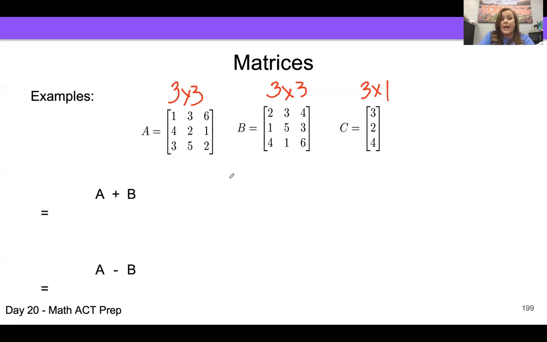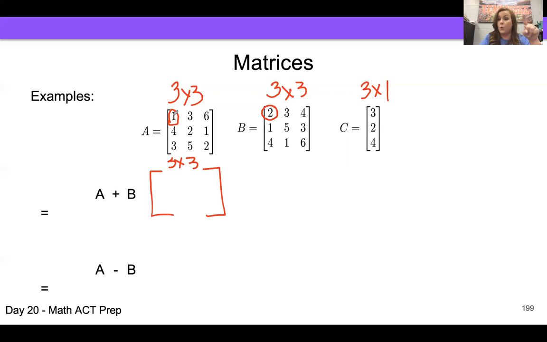So let's look at adding and subtracting. Like I just said, A and B are the only two we can add and subtract because they are the exact same size. So if we do A plus B, and this is really, really simple, but again, I tend to forget this. All you're going to do is add corresponding numbers. If it's a 3 by 3, we are going to end up with a 3 by 3. So we're just going to take corresponding numbers.